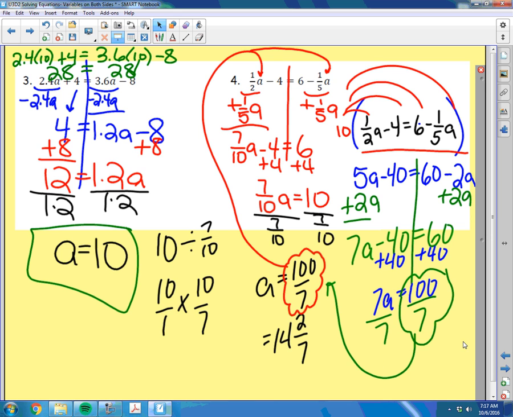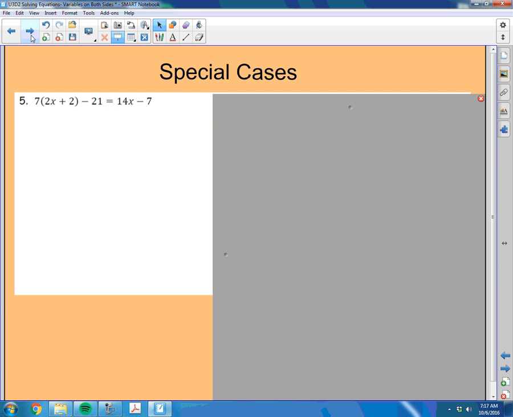All right, so next screen, let's take a look at some special cases. Special cases are where we don't end up solving for the variable. Let's just watch. So again, we have parentheses, so we're going to get rid of those parentheses. So we end up with 14x plus 14. Make sure you distribute carefully.